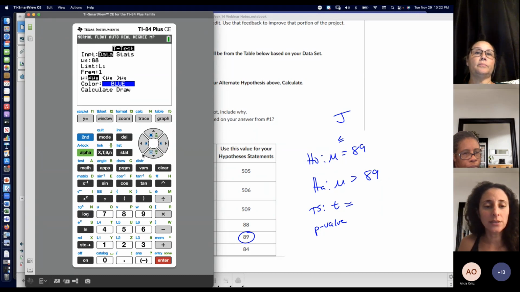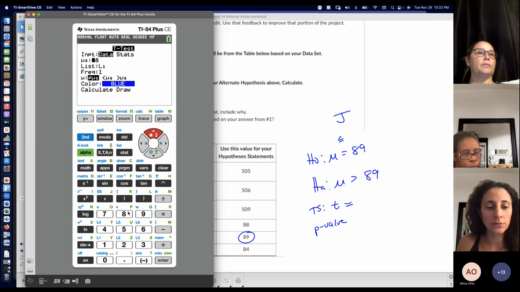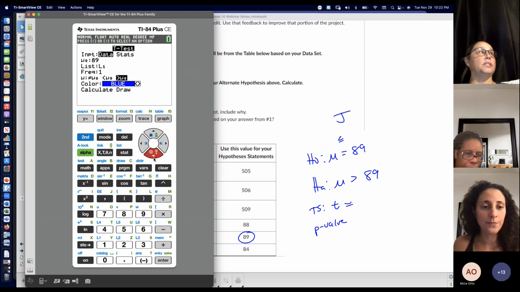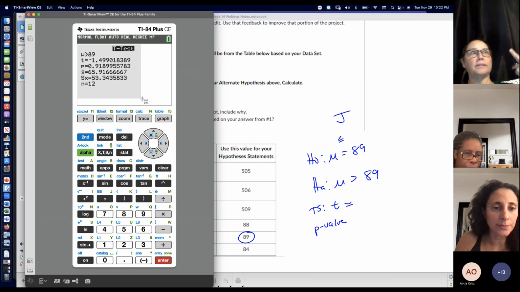T-Test, my data is in my calculator in L1. My mu naught is the 89 that I got from this table. Frequency 1. Mine's a right-tailed test. This is going to vary depending on your first initial. And this is my outcome.